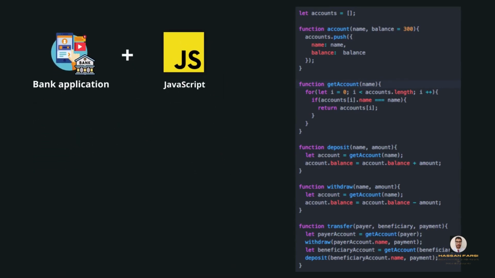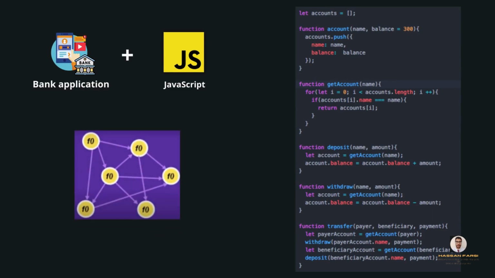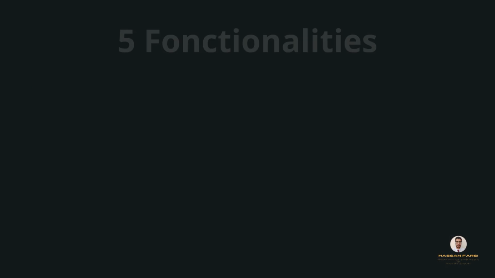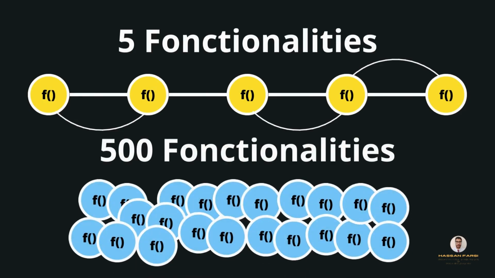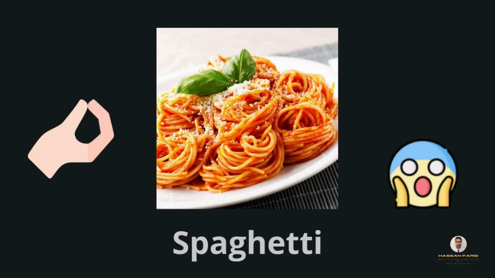Now you can clearly notice that the functions are calling each other. For example, to withdraw or deposit an amount of money, you need to get the account first, and to make a transfer, you need to get both accounts and then call the withdraw and the deposit functions. Those are 5 functionalities. Now imagine having 500. The code will appear to be something like spaghetti.